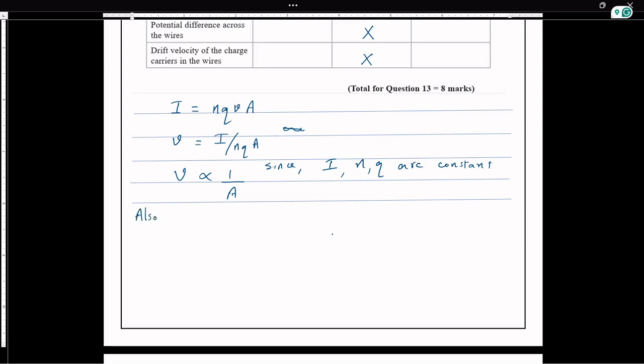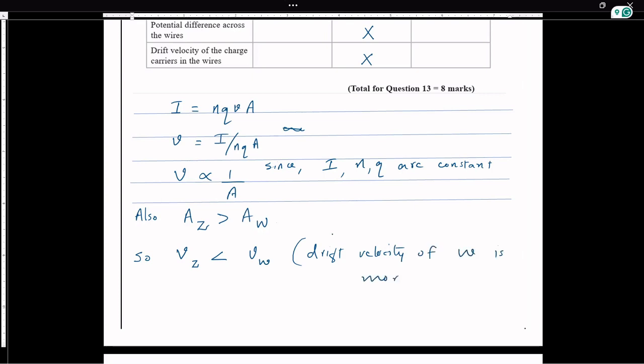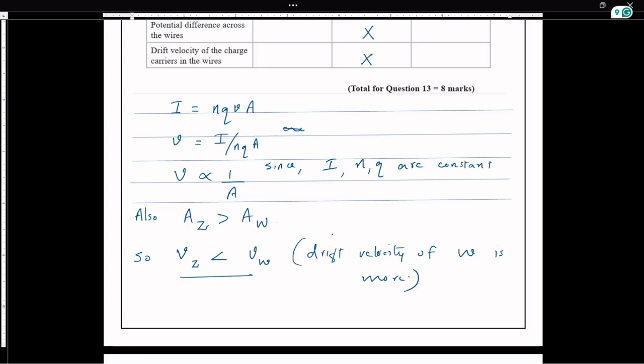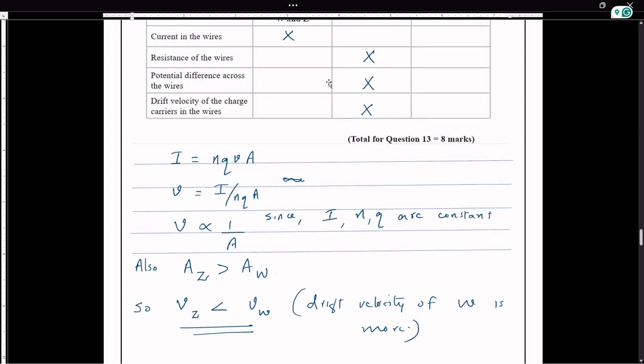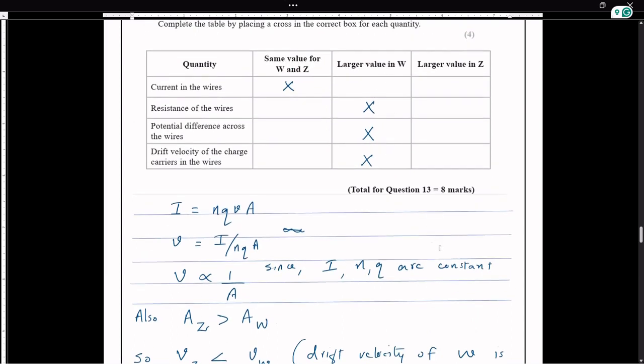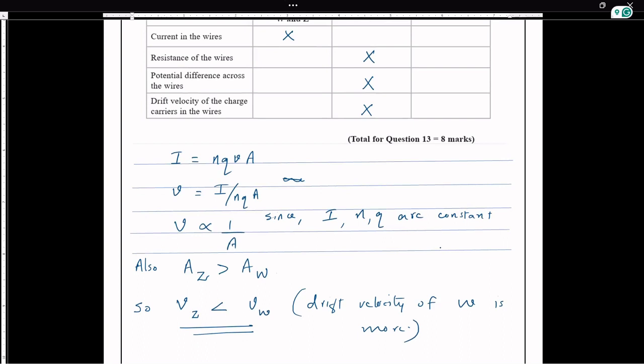Also, we have area is more for Z than area of W. So, drift velocity of Z will be less than the drift velocity of W. So drift velocity of W is more. Drift velocity of W is more. So this is why I wrote a larger value in W. So this is the explanation.